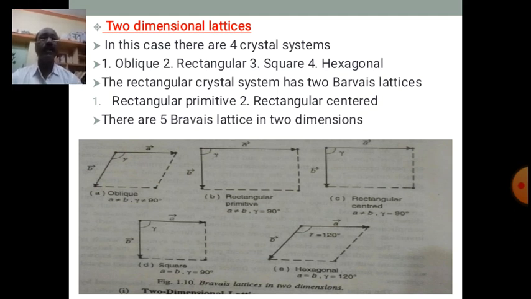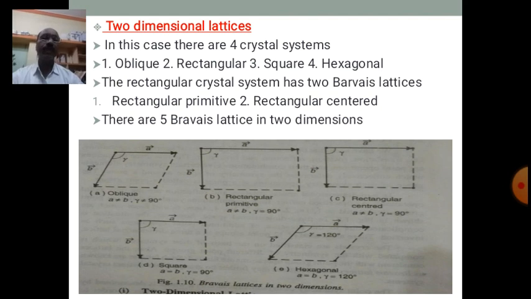Second is the rectangular crystal system. As mentioned earlier, there are 2 Bravais lattices, rectangular primitive and rectangular centered. And the lattice parameters are a is not equal to b, gamma is equal to 90 degrees. So, the translation vectors a and b are not equal to each other, but the angle between them, gamma, is equal to 90 degrees.